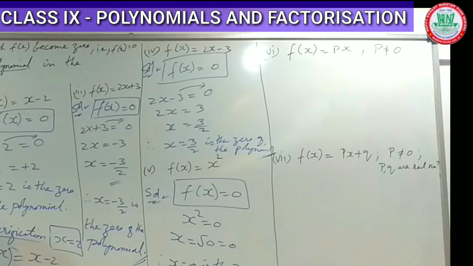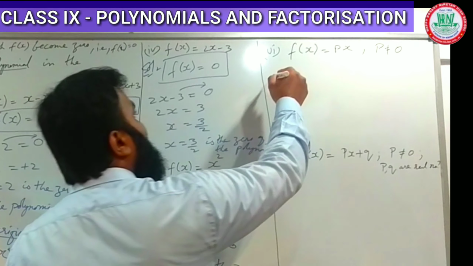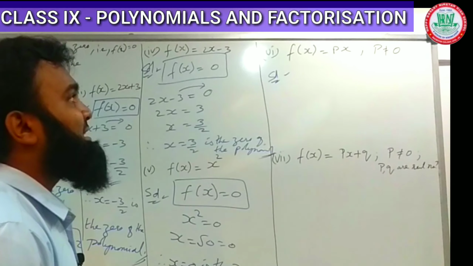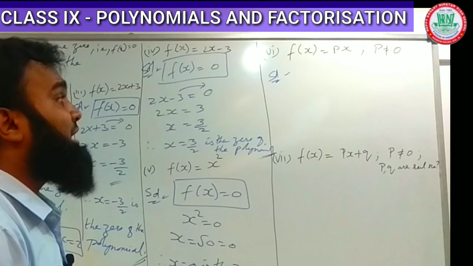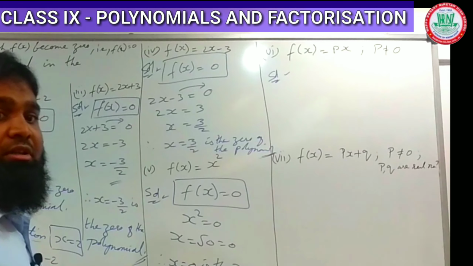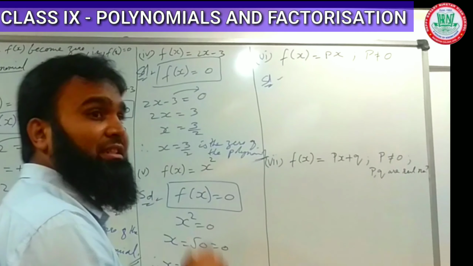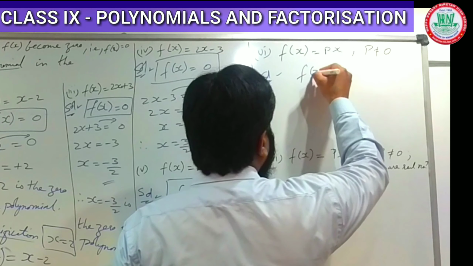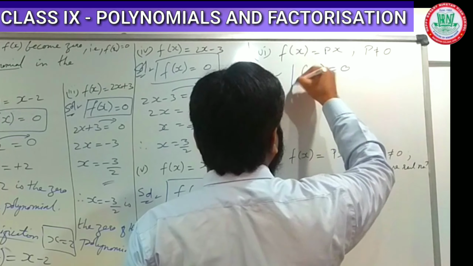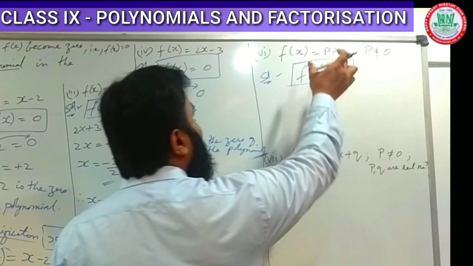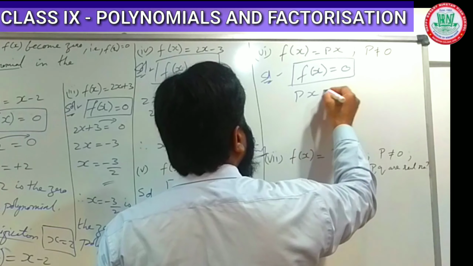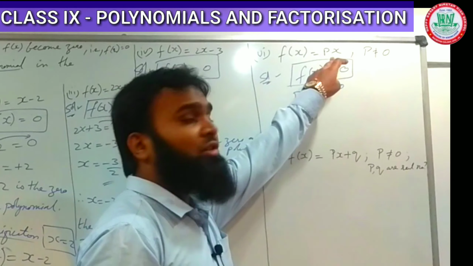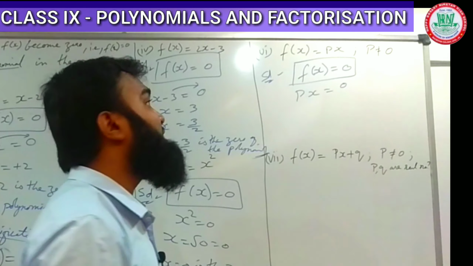Is it clear? Now sixth problem. In this one, f of x is equal to px is given, and also one condition is given, p is not equal to 0. So now the same method we need to follow. F of x is equal to 0, we have to take. What is the f of x value? Px is equal to 0.